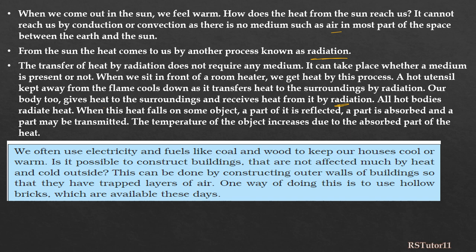The sun is just giving radiations. It is not giving any flames, so that we people can get hot. So basically the sun is radiating its rays, and that is radiation. All hot bodies radiate heat. When this heat falls on some object, a part of it is reflected, a part is absorbed, and a part may be transmitted. The temperature of the object increases due to the absorbed part of the heat.